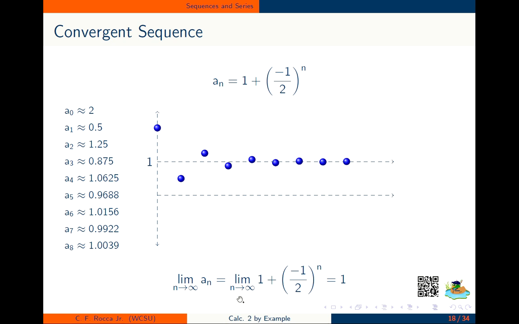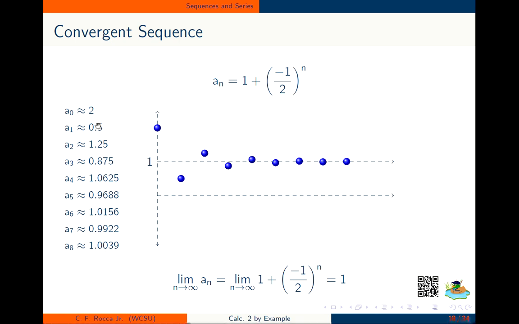And if we actually evaluate the limit as n goes to infinity of a sub n, well, 1 is a constant, so it doesn't change as n changes. Because the absolute value of negative 1/2 is less than 1, as n goes to infinity, this piece of the limit will become 0, so that we're just left with the 1. So that's an example of a convergent sequence.